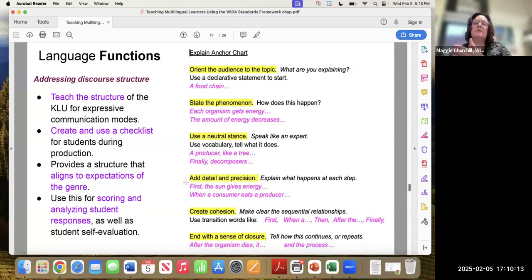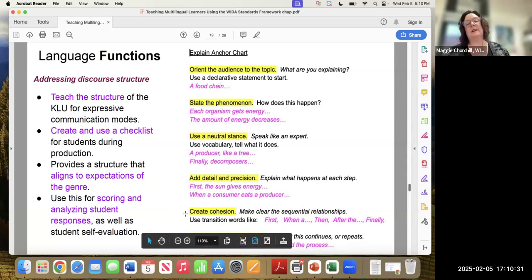As you go through your explanation, you're going to add detail and precision. That means you have to tell me what happens at each step. So what does a producer do? Oh, so the producer receives the energy from the sun. Wow, look at you. You sound like an expert because you're giving me all that detail, right? By using transition words, we can help create that cohesion, help students get from one step or one part of the process to the next.